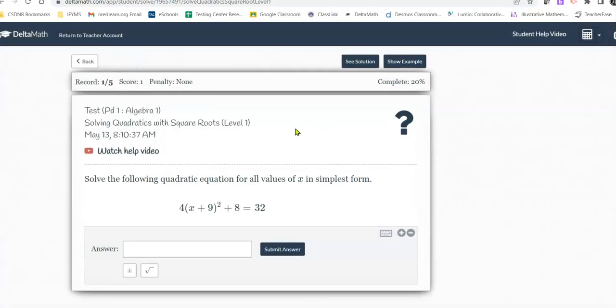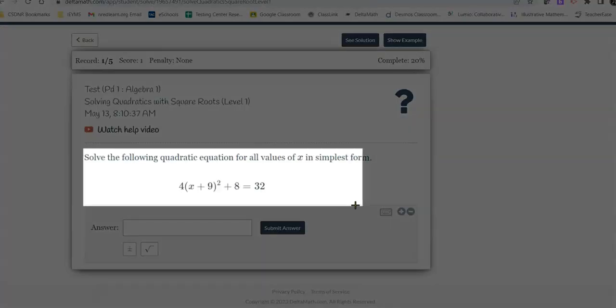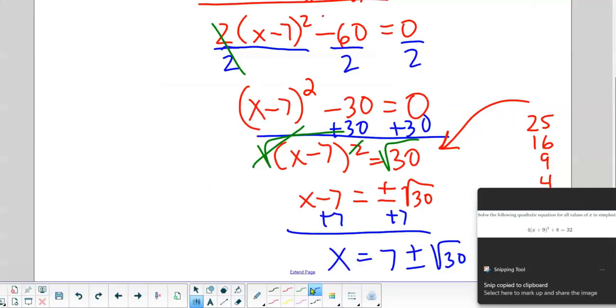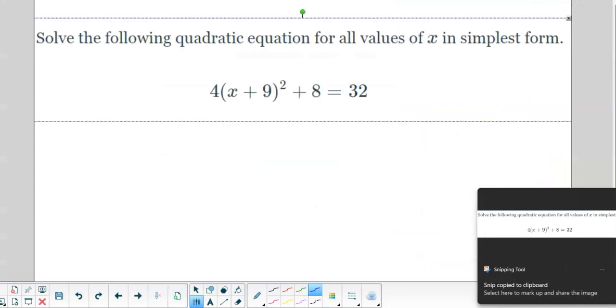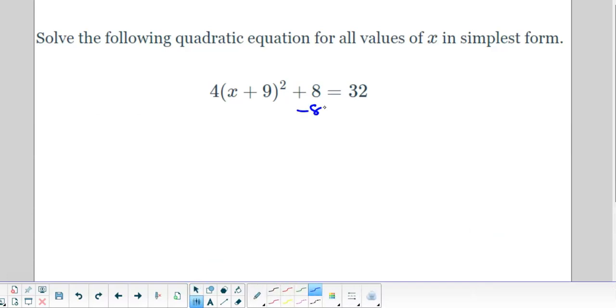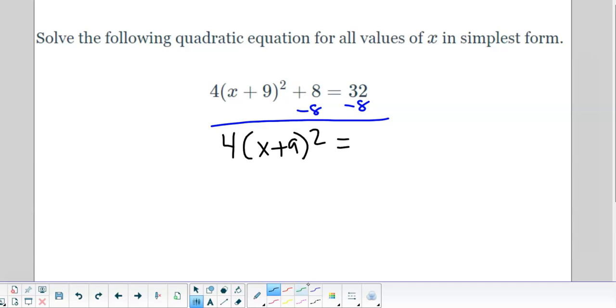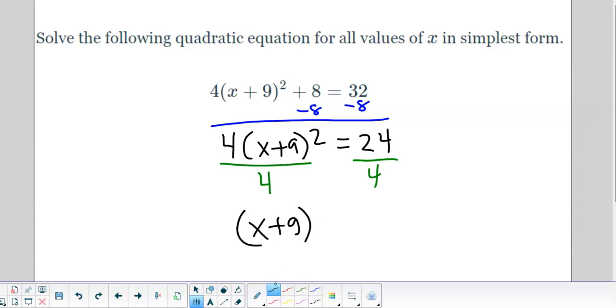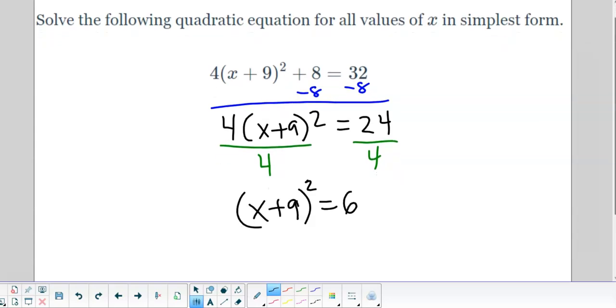Let's try another one like this. I think this time, instead of bringing the c value to the left, I'm actually going to bring the c value to the right. So I'm just going to start off by moving this 8 over here. And I'll keep this quantity the same. And I'll get a 24. And now I'm going to use my division property of equality.